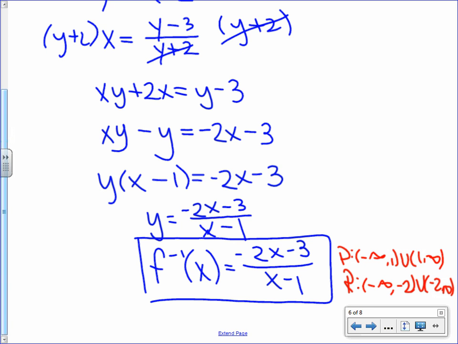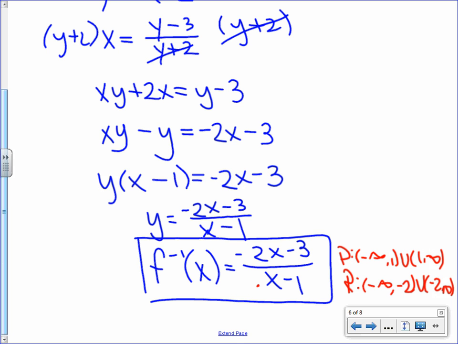Okay? Well, let's compare these to our function. We have a rational function, okay, which makes sense. The inverse should probably be rational. Okay? What makes the denominator 0? 1. So our domain, everything but 1. Okay? Where would our horizontal asymptote be? -2. So our range is everything but -2. Okay, so those should match up.